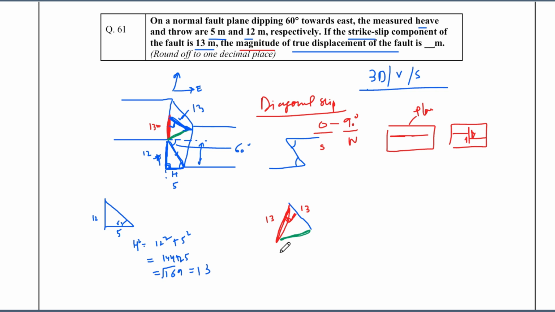Magnitude means how much movement it will take. They are not talking about the angle, they are talking about the movement. So how much movement it has taken. Same, we have to apply Pythagoras theorem. H square is equal to p square plus b square. H is equal to 13 square plus 13 square.